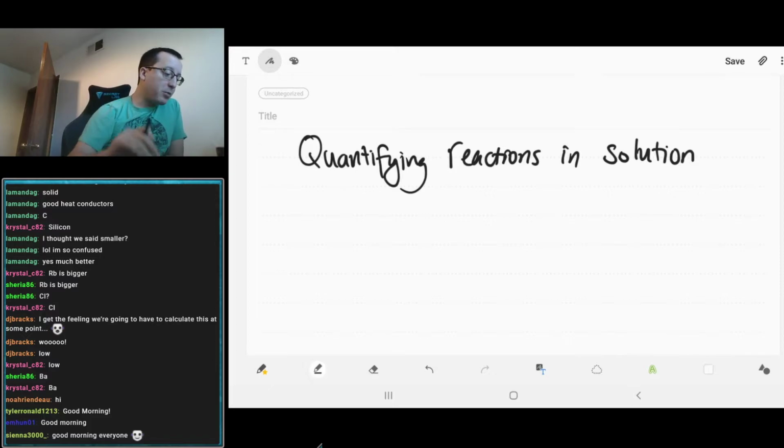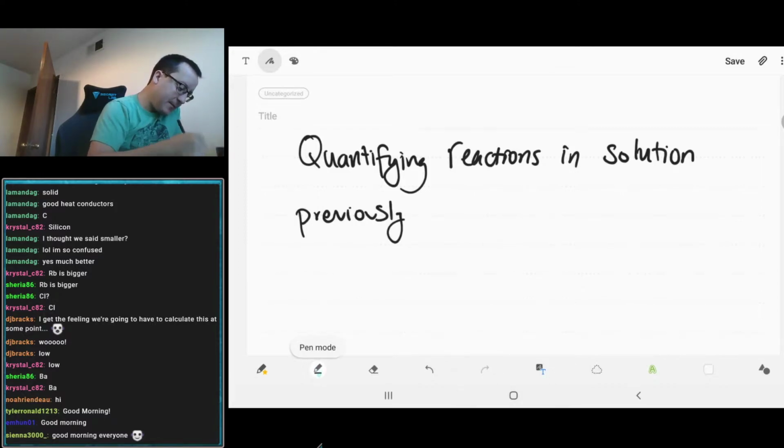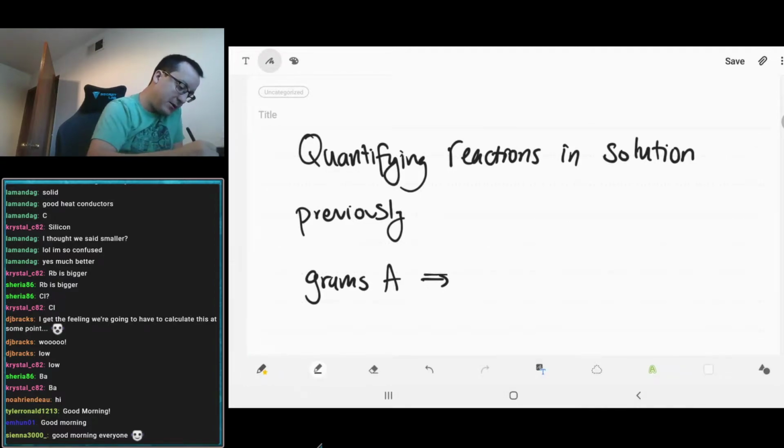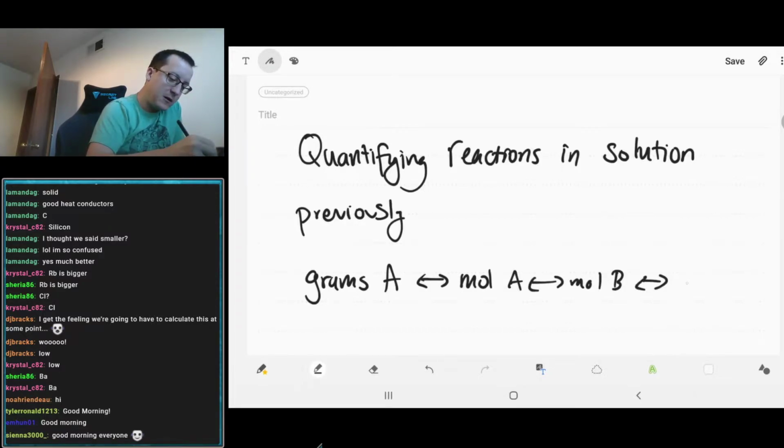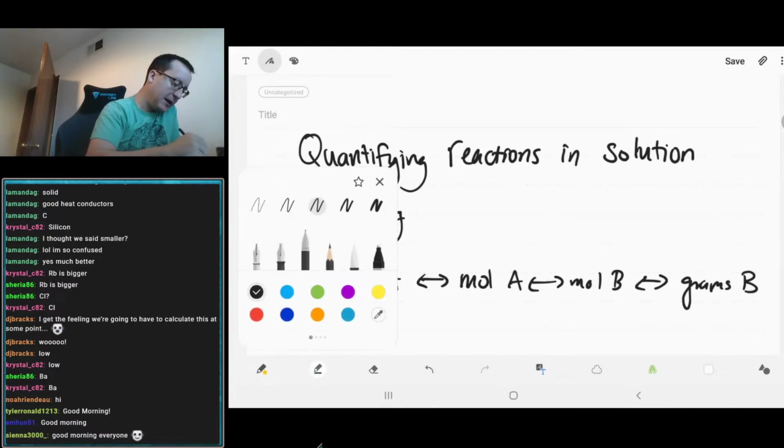So previously, we had this idea that we could go from grams of substance A to moles of A, to moles of B, to grams of B. Right, we had this before. This was kind of our stoichiometry.